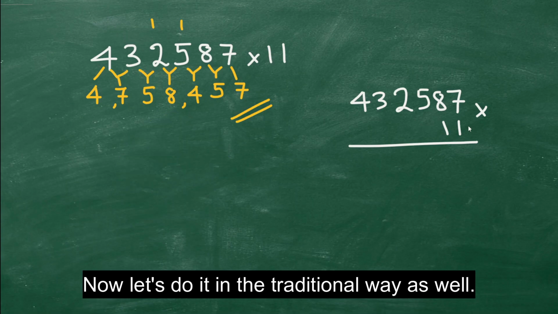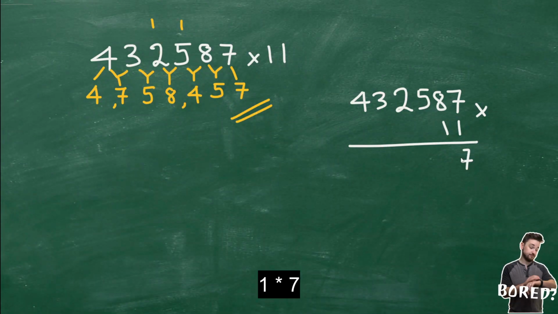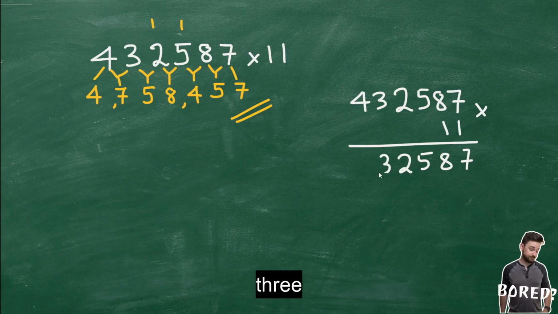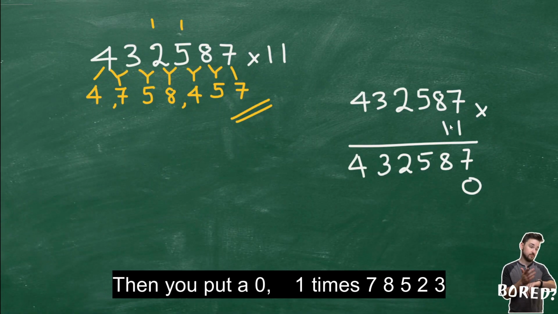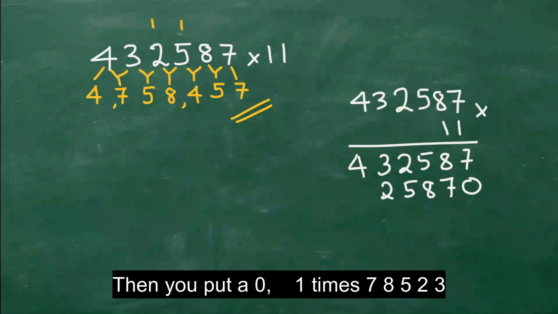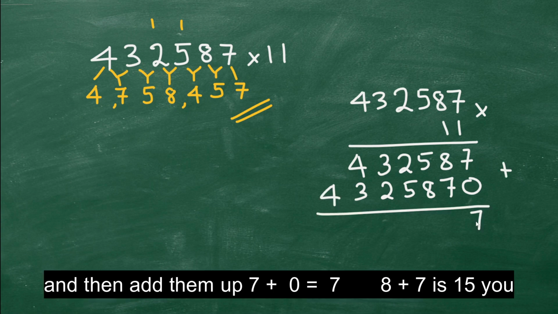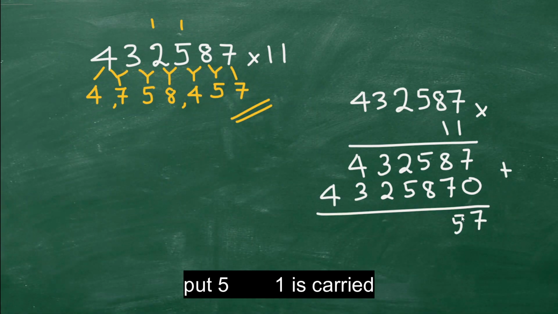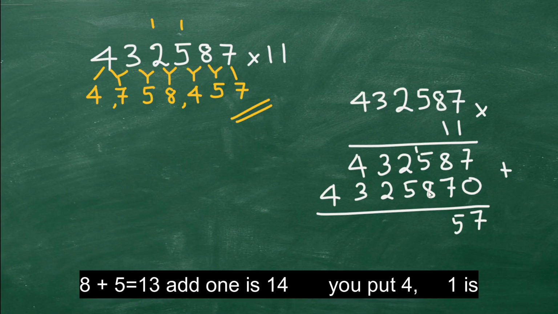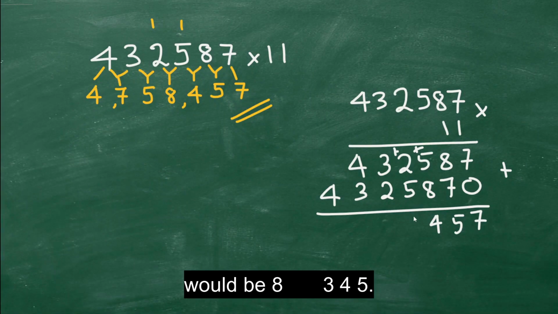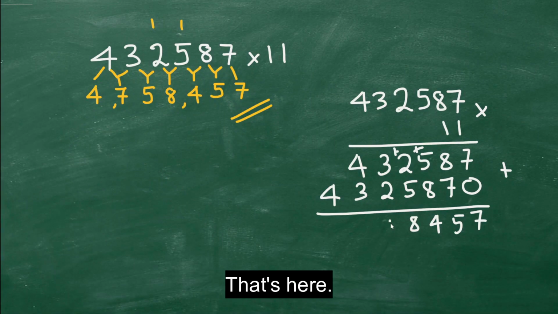Now let's do it in the traditional way as well. 1 times 7, 1 times 8, 1 times 5, 1 times 2, 3, and then 4. Then you put a 0. 1 times 7, 8, 5, 2, 3, and then 4. And then add them up. 7 add 0, 7, 8 add 7 is 15. You put 5, 1 is carried. 8 add 5, 13 add 1 is 14. You put 4, 1 is carried. 5, 6, 7 add that 1 would be 8. 3, 4, 5, that's here. 4 add 3 is 7 and 4 here.